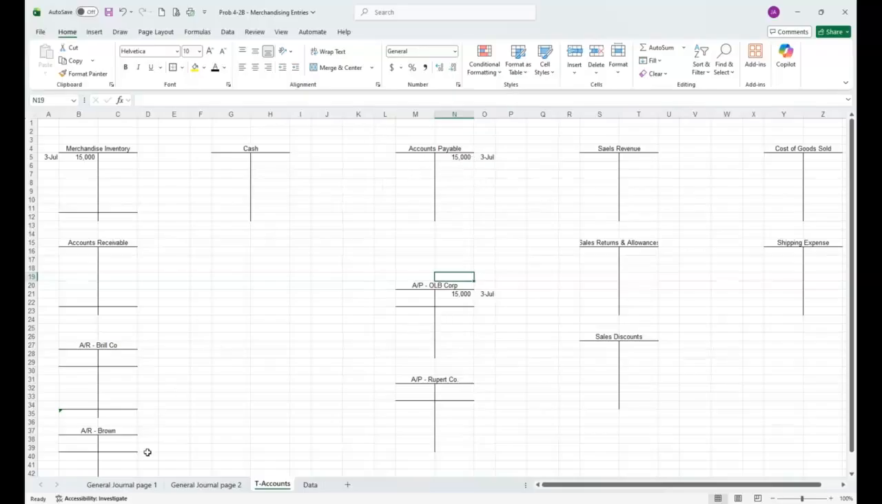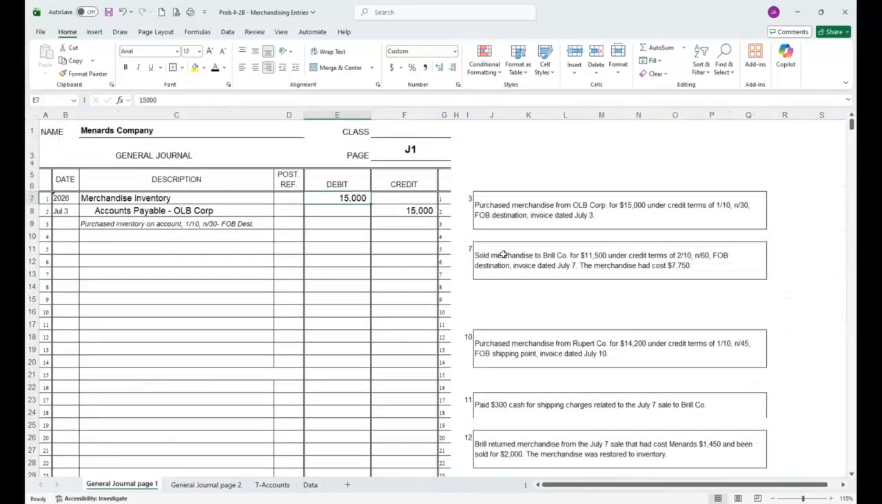ledger account. The second entry, we sold merchandise to Brill Company for $11,500, credit terms 2/10 and n/60. That means if they pay for it within 10 days, they get a 2% discount. FOB destination means that we are paying the freight on this one because ownership doesn't transfer to them until it reaches their loading dock.